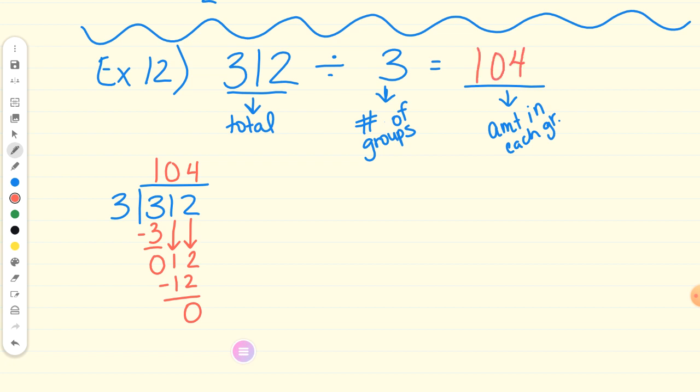Am I done? No. Why not, Jude? Because you have to write the answer. Okay, Nate, give me a good answer sentence for this. The question says, how many fish are in each tank? There are 104 fish in each tank. Good job. There are 104 fish in each tank.